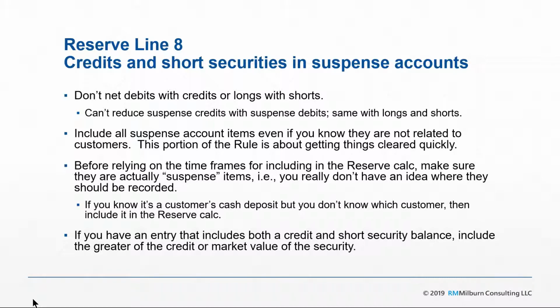Now, if you have an entry that includes both a credit and a short security balance, generally that's going to be a contract like a fail to receive, then include the greater of the credit or the market value of the security.